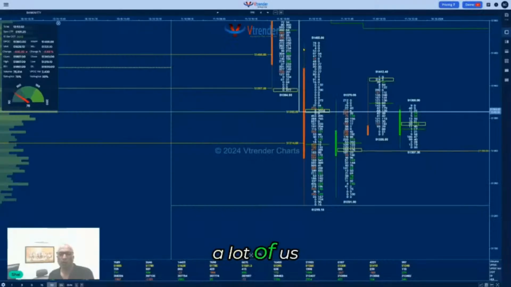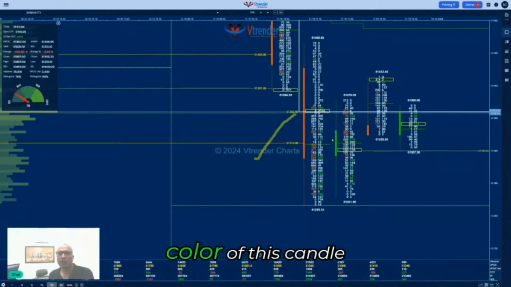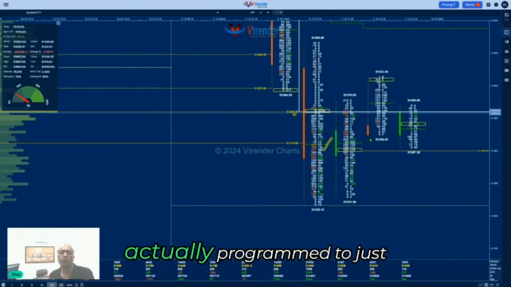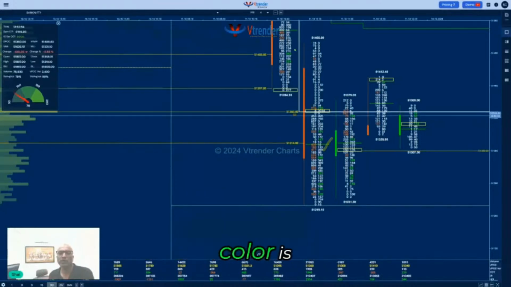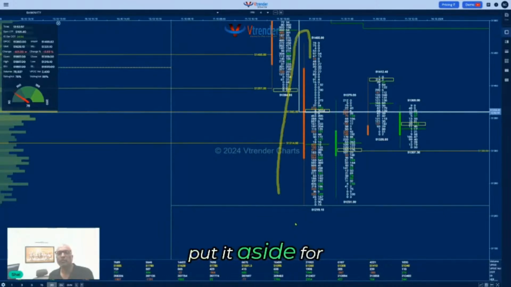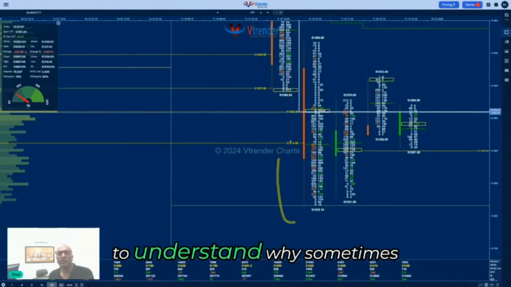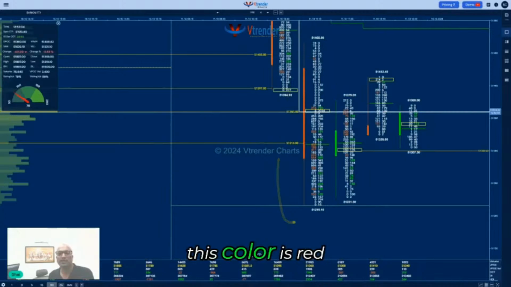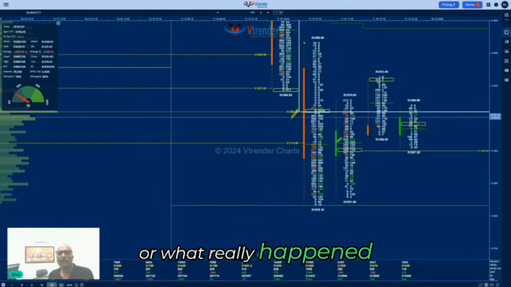Now, a lot of us, when we first see an order flow chart, focus on this candle. We focus on the color of this candle, and our minds are programmed to just look at what this color is. But we have to put this color aside for some time and try to understand why sometimes this color is red and why sometimes it is green, or what really happened between the high and the low over here.